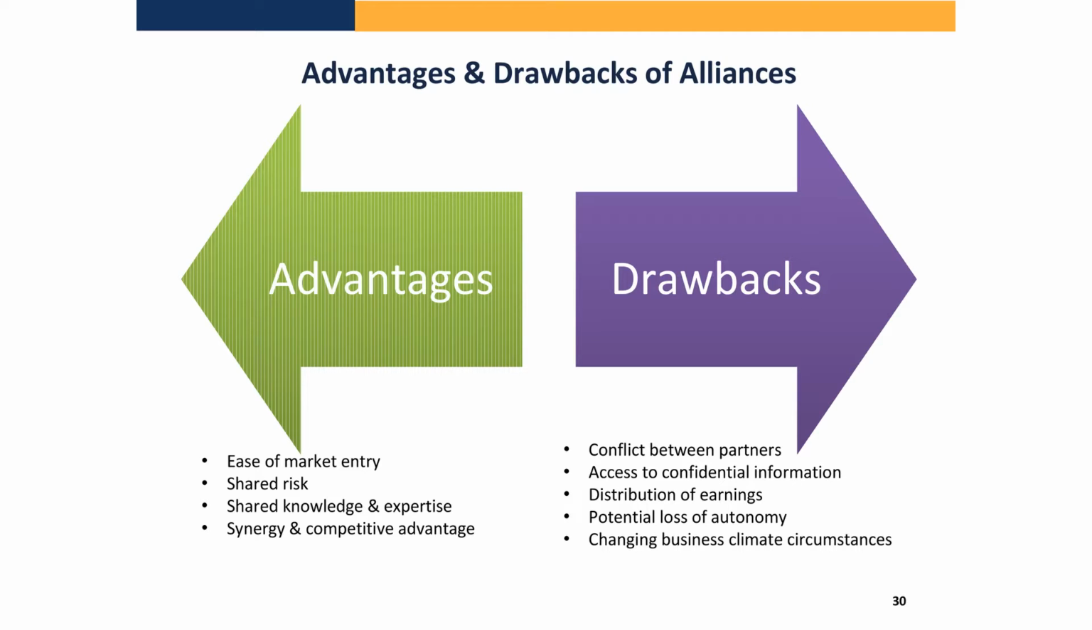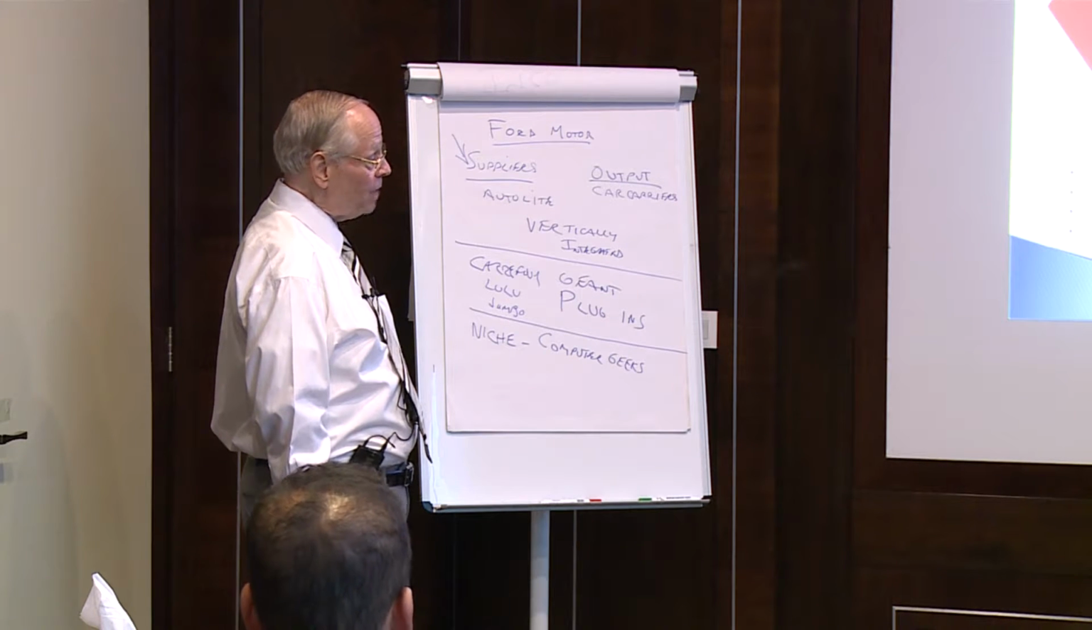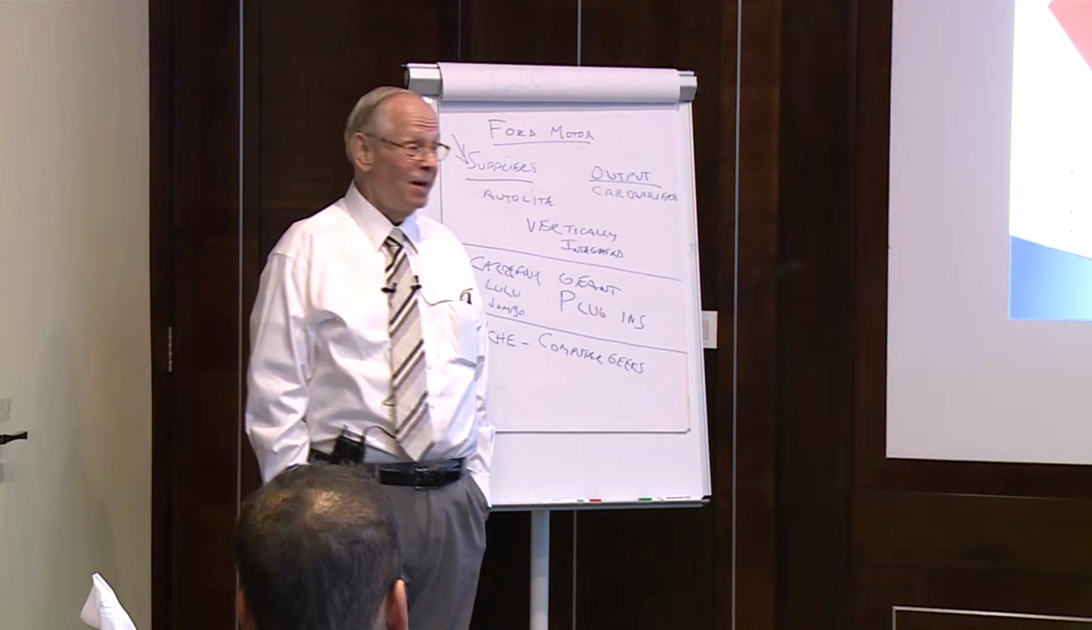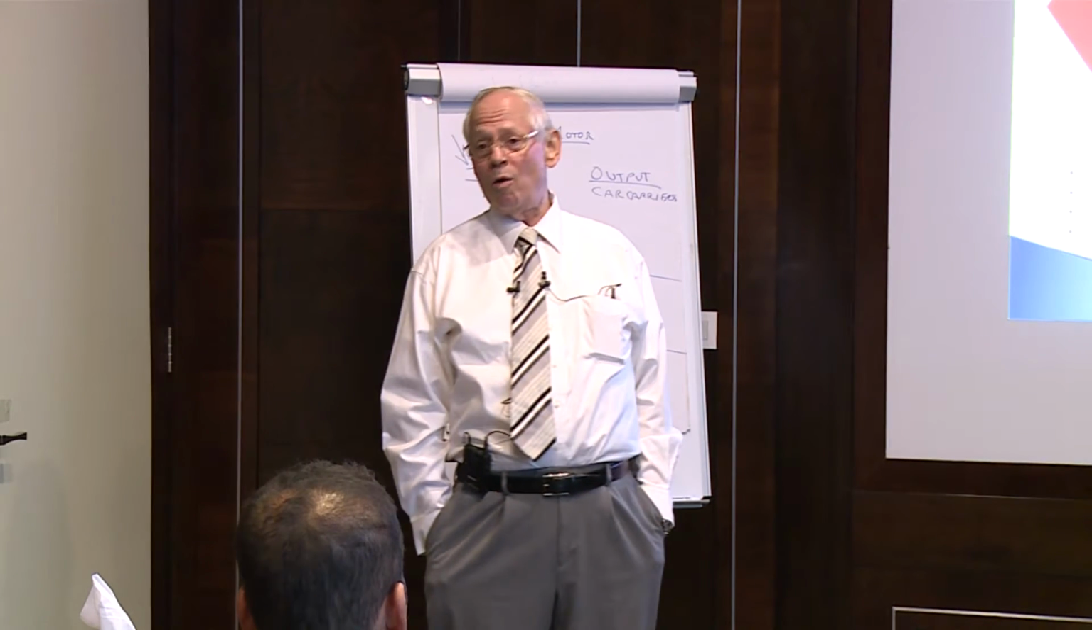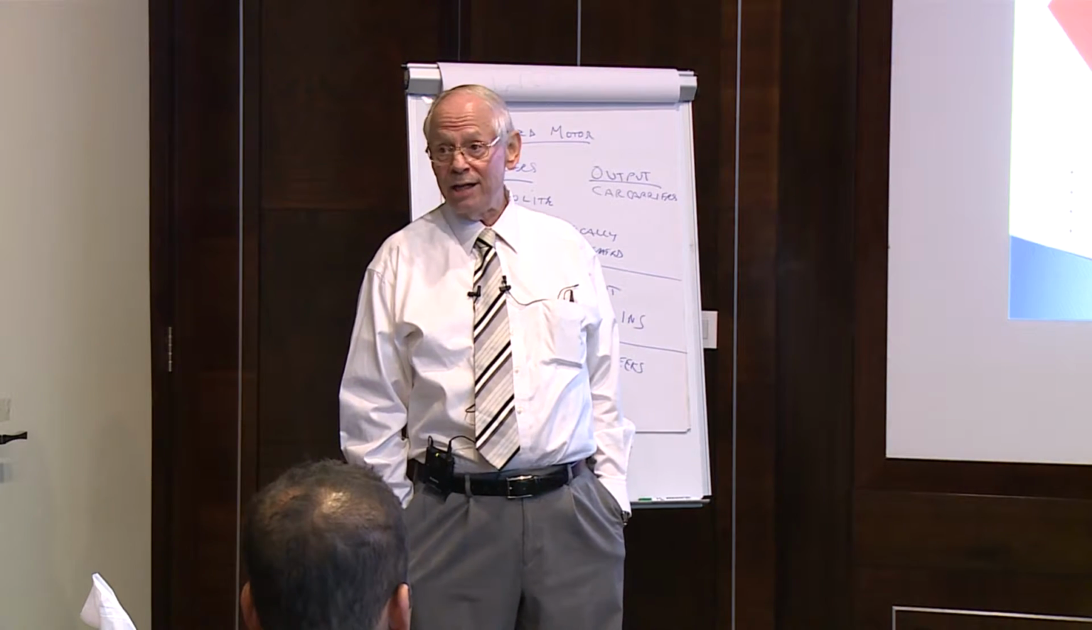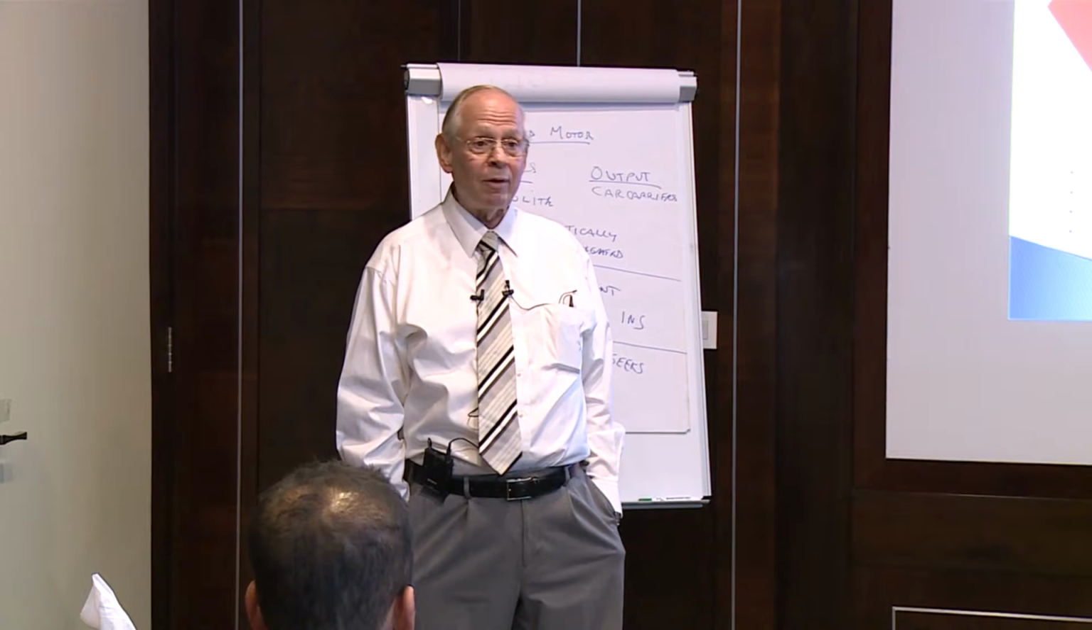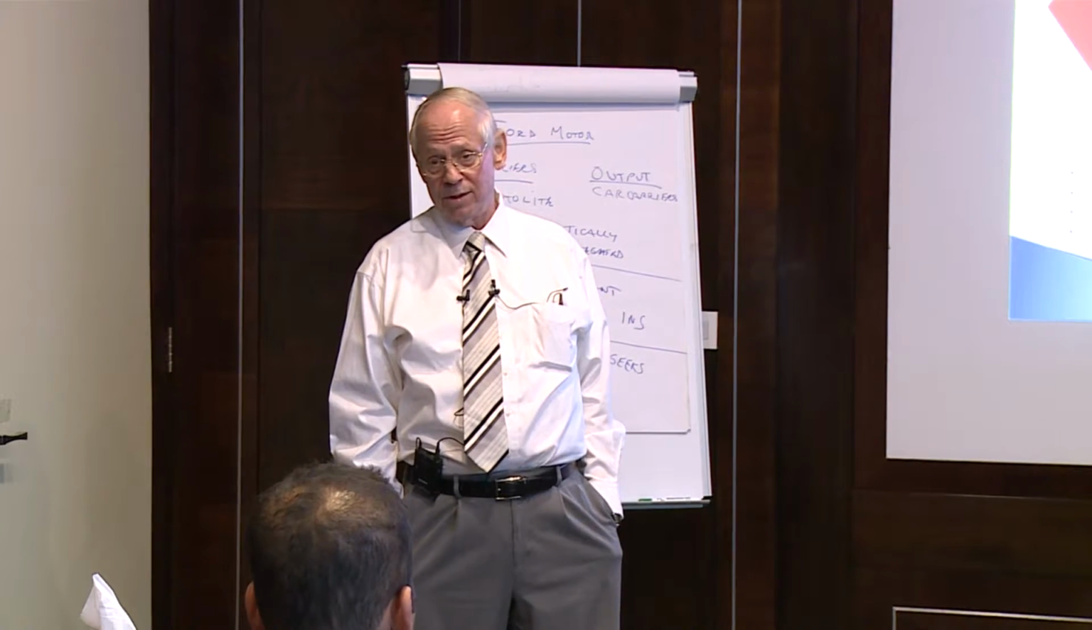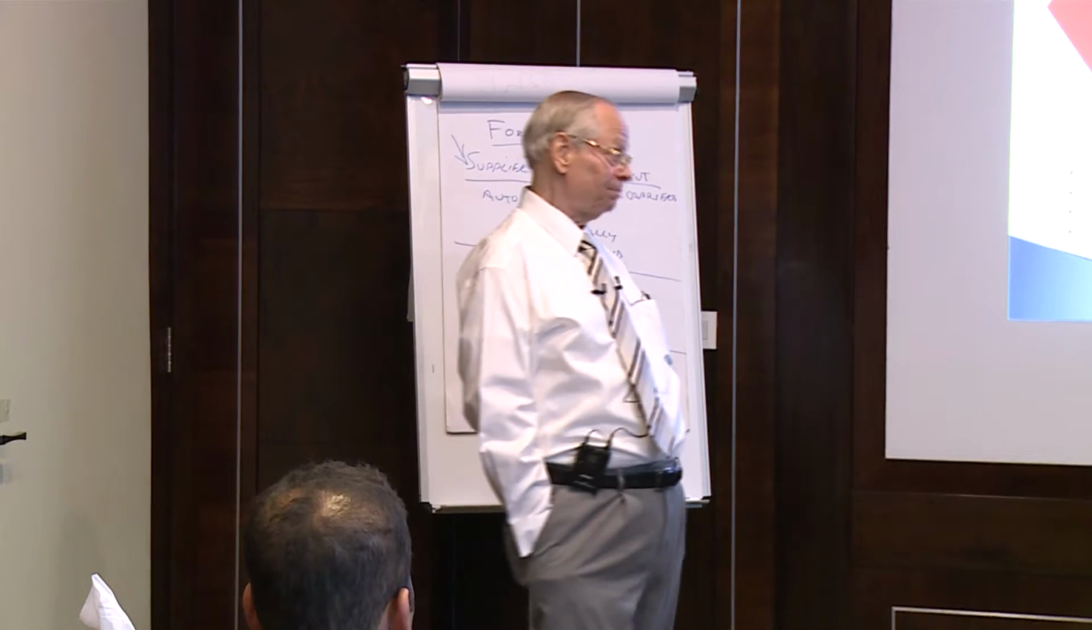Distribution of earnings, potential loss of autonomy, changing business climate circumstances. And changing business climate circumstances, when you go into an alliance, you have to realize that you always need an exit plan, because the alliance may be good now, but things change. So 3 to 5 years from now, it may no longer serve your purpose. So you need an exit strategy.